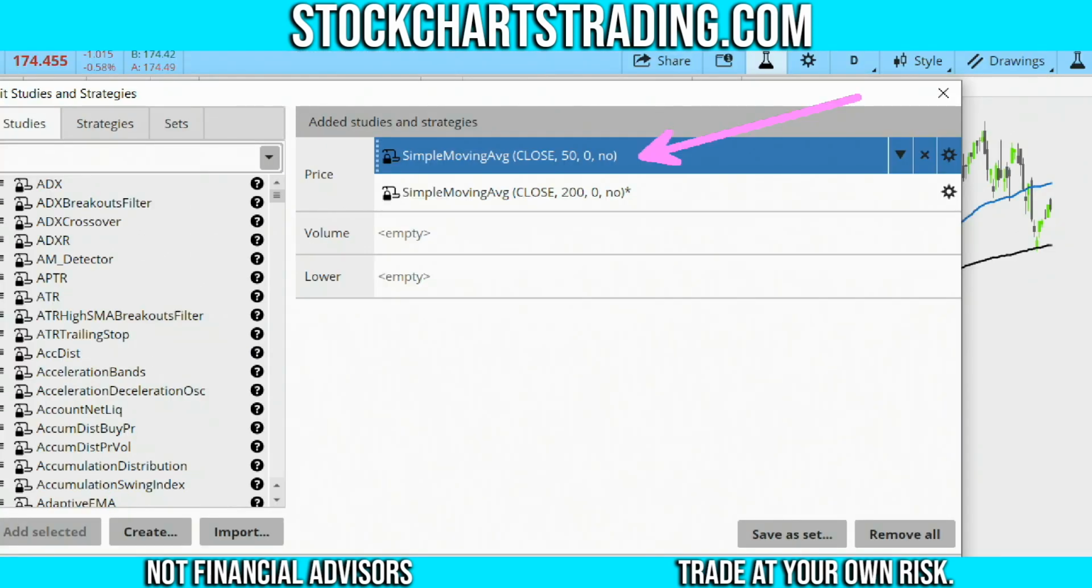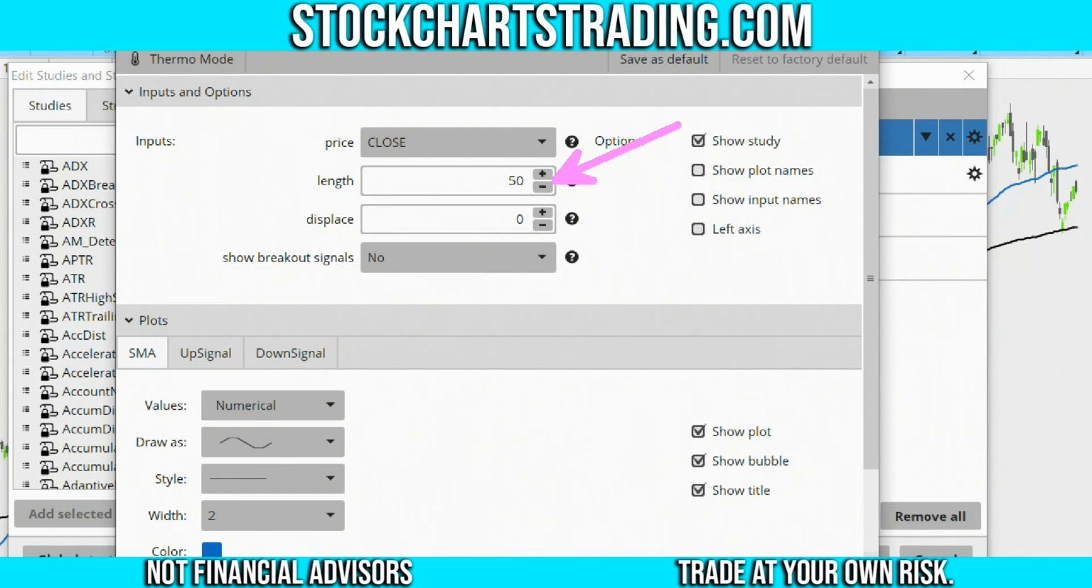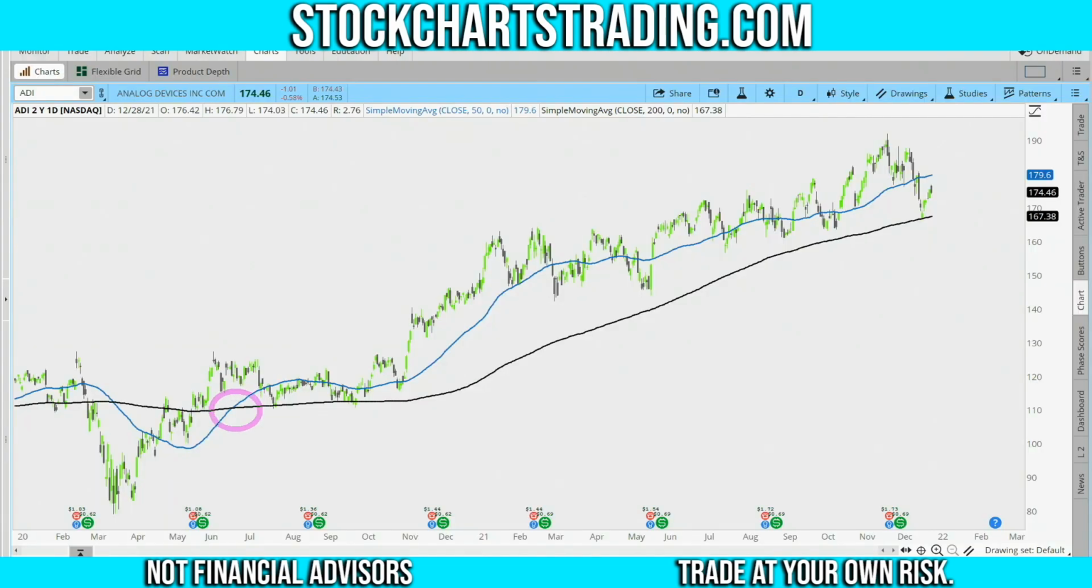To get the golden crossover on your charts, apply the simple moving average 50. Same as before, type it in here, adjust your color and length. For this, I'm going to do blue. And here's the golden crossover signal. When the 50 moving average comes over the 200 moving average, it means that it's bullish.